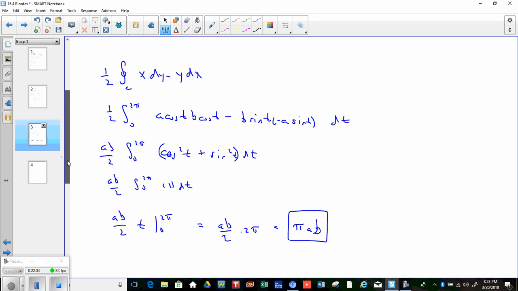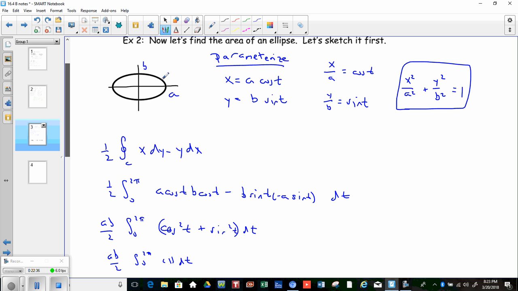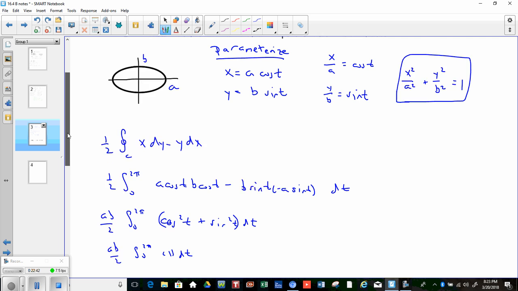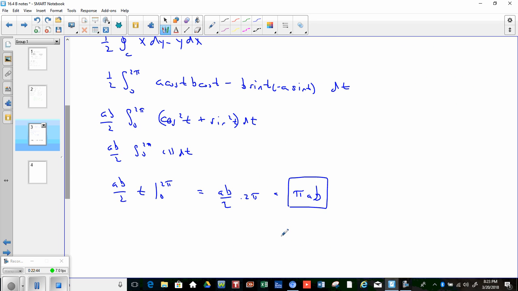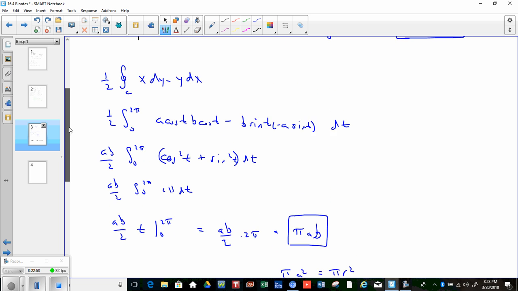And if you really think about it, if A and B are the same, if this distance here is the same as this distance here, that means what we have is a circle. And if A and B are the same, what you would get is pi a squared, where a is the radius, or pi r squared, which of course is the area of a circle. Pretty cool stuff. Anyway, so there is your Green's theorem.